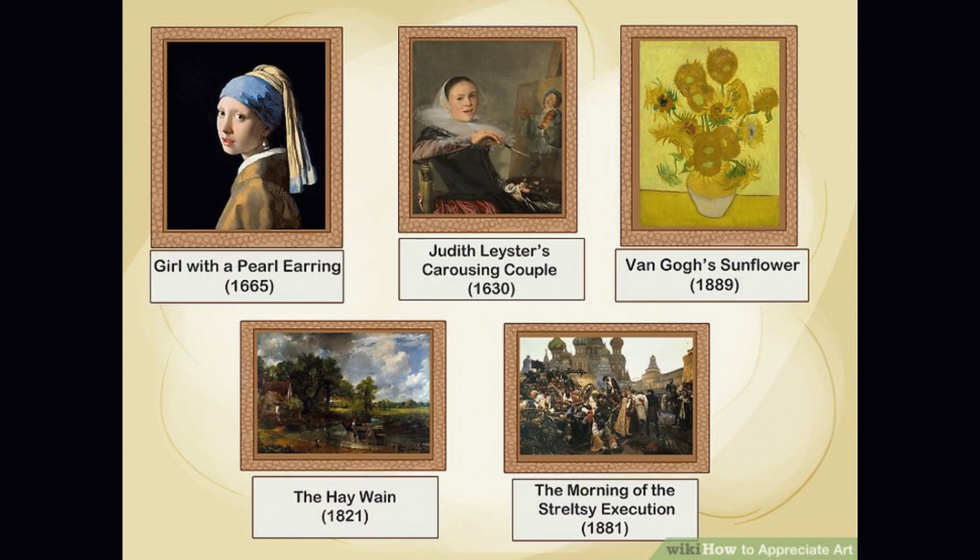Girl with a Pearl Earring, 1665, by Johannes Vermeer, is considered to be a masterpiece of portraiture. Judith Leyster's Carousing Couple, 1630, is a great example of a genre painting. History paintings depict a moment in a specific historical narrative. Vasily Surikov's The Morning of the Streltsy Execution, 1881, is a very intricate history painting example. Lastly, still life paintings are of inanimate, commonplace objects. Van Gogh's Sunflowers, 1889, is a bright and sunny still life example.